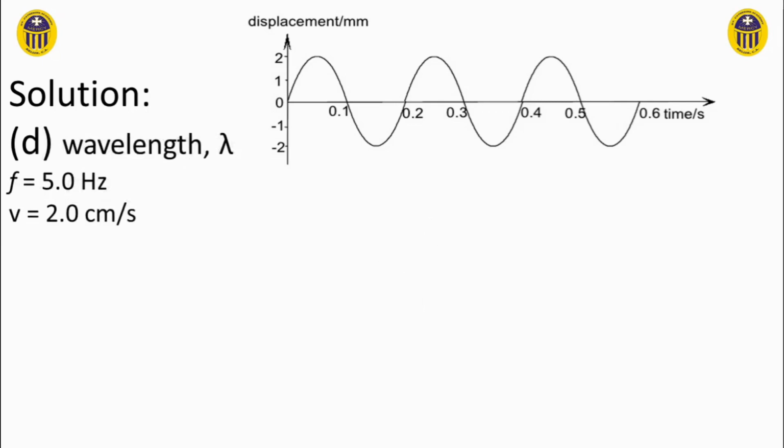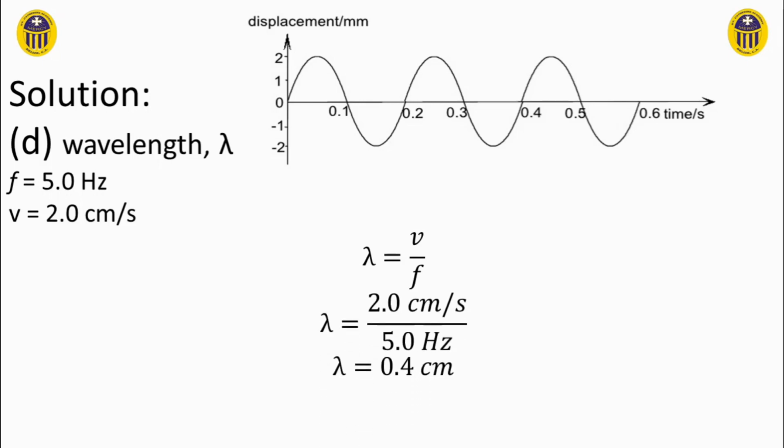Part D, wavelength. At this point in time, we have the frequency is 5 Hertz and as stated in the problem, the velocity is 2.0 centimeters per second. If we rearrange the formula v equals f lambda, we have that the wavelength lambda is equal to the velocity v divided by the frequency f. Substituting our values, 2 divided by 5 gives us 0.4 centimeters. Dividing by 100, converting it to meters, we get 0.004 meters.